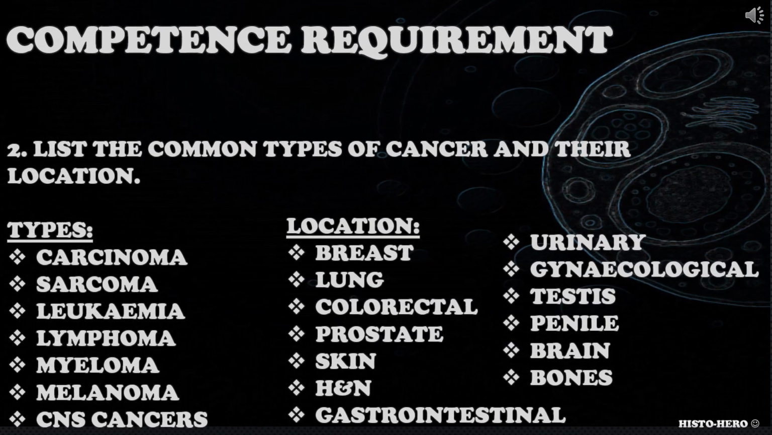The second competence requirement is list the common types of cancer and their location. Candidates should be able to list cancer types and their location. Does the candidate know the common types of cancer? Do they know their location in the body?